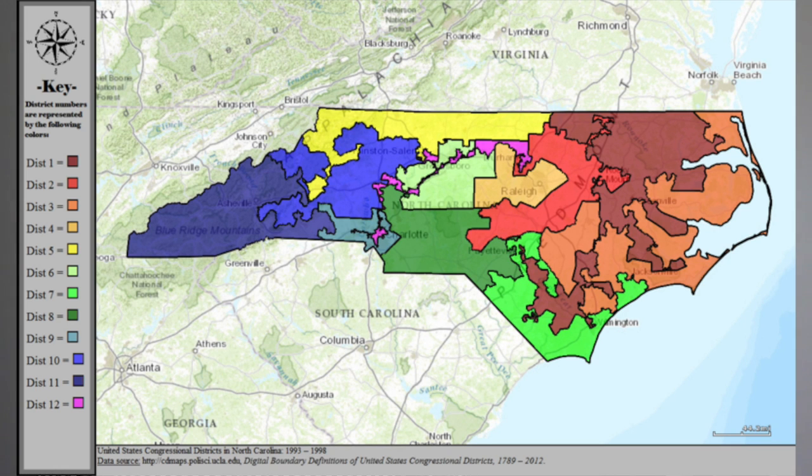In 1993, in the case of Shaw versus Reno, the Supreme Court ruled that North Carolina's state legislature was unconstitutional in the redrawing of its 12th district because race was the primary reason for the redrawing. But then, in 1999, in the case of Hunt versus Cromartie, the court ruled that North Carolina's legislature wasn't unconstitutional in redrawing its 12th district because they claimed that it was partisan gerrymandering, which is tolerable and not racially motivated.